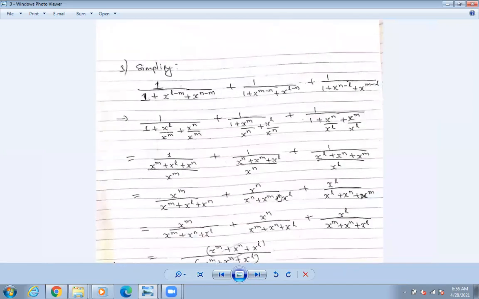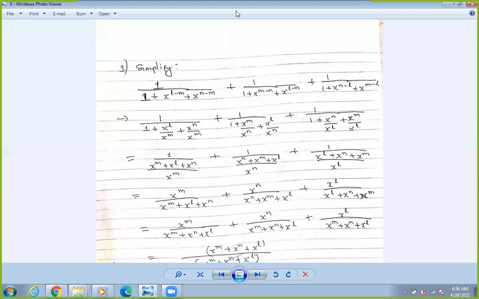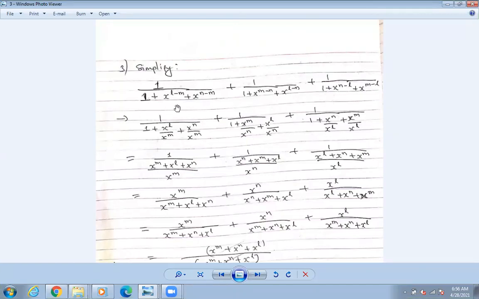Okay, so let me go for the next, number 3. Okay, so in question number 3 there is 1 by something. So this is the question. In this question, there is no "prove that", the value is not given. That means we have to find the answer from this itself. So no need to panic.